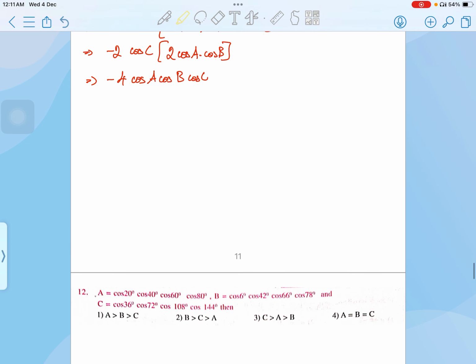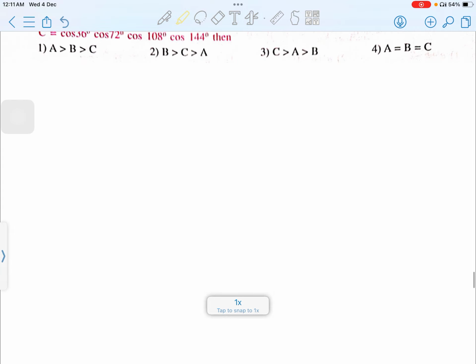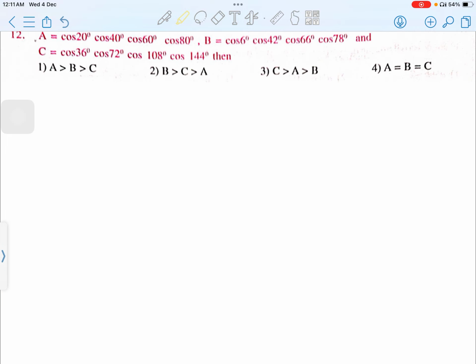Okay, so the 12th one they gave a, b, c. Find each of the values and you will get to know what is there. Mostly first one, find what is the value of a, equals to cos 20 cos 40 cos 80. I'll consider cos 60 separately.